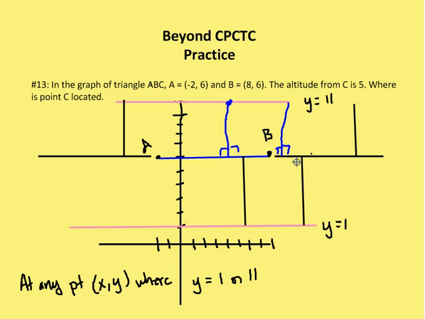Even if the altitude connects with the extension of AB again. So we can see that y is equal to 1 and y is equal to 11 will be the solution for the point C. So C can be any value of x. So C will be just any value of x, and then y will be either 1 or it will be 11.